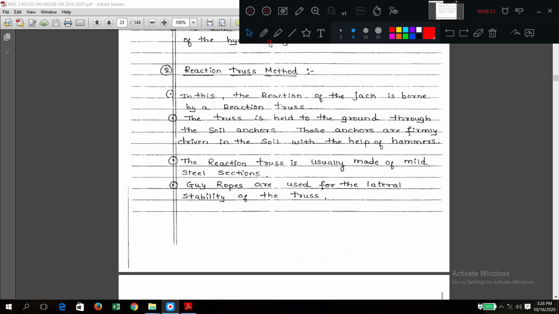So the reaction truss points I have explained here, that is easy, the same as what we explained there. The reaction of the jack is borne by the reaction truss, that's all. Don't worry about all those things. Reaction of the jack means what? By adding the members you can increase the load. Now the anchors we have shown in the diagram are to make it more stable. The reaction truss is usually made up of mild steel sections. Guy ropes have been added for stability purposes, that's all.